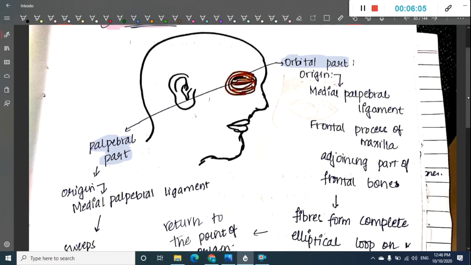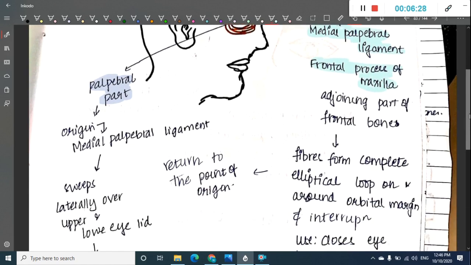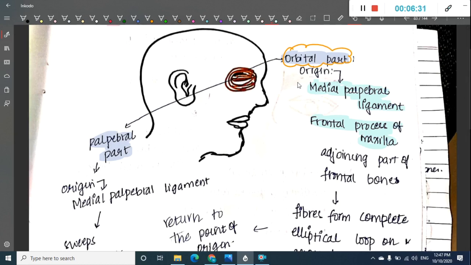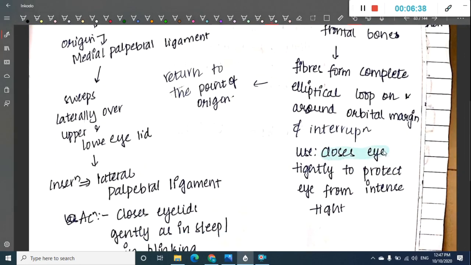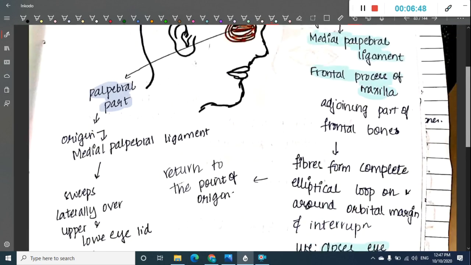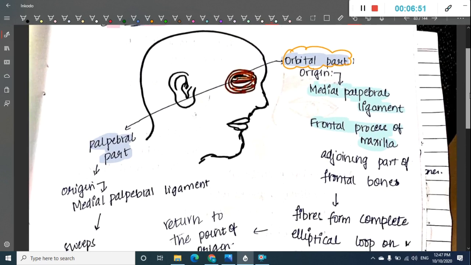So this orbital part originates from the medial palpebral ligament. It also originates from the frontal process of maxilla, and these fibers will form a complete loop around the eye. Okay, and they actually return to the point of origin. And what is the use? It is used mainly to close the eye tightly to protect the eye from intense light. Whenever you have intense light, with the help of this muscle, it closes the eye tightly. Okay, so this is the orbital part of orbicularis oculi.